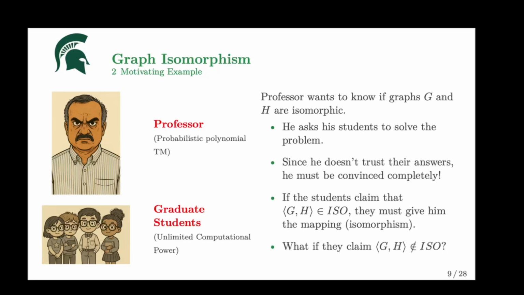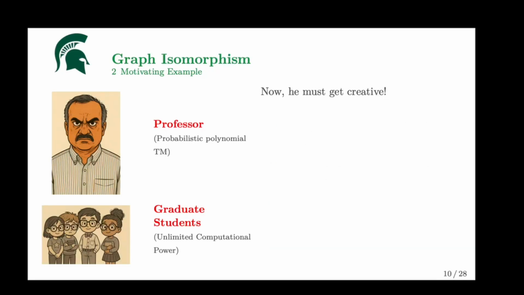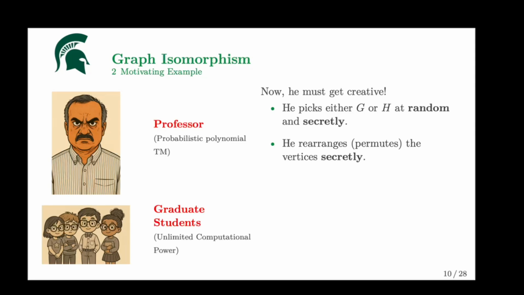So they might try to deceive the professor and say, oh, hey, these two graphs are not isomorphic. Now, if that is the case, the professor cannot manually check that the answer is true, so he must get creative. While the professor secretly picks one of the input graphs, G or H, completely at random, he rearranges the vertices without the students knowing, and he sends a new graph to the students. At this point, since the students claim that the initial graphs were not isomorphic, they should easily identify the original graph, as the permuted graph is isomorphic to only one of them.